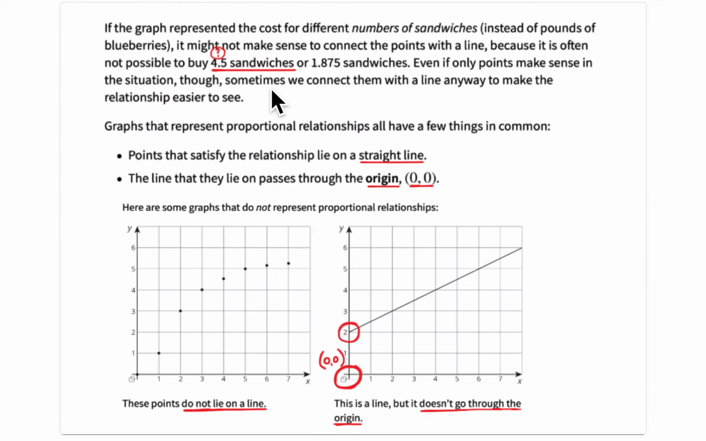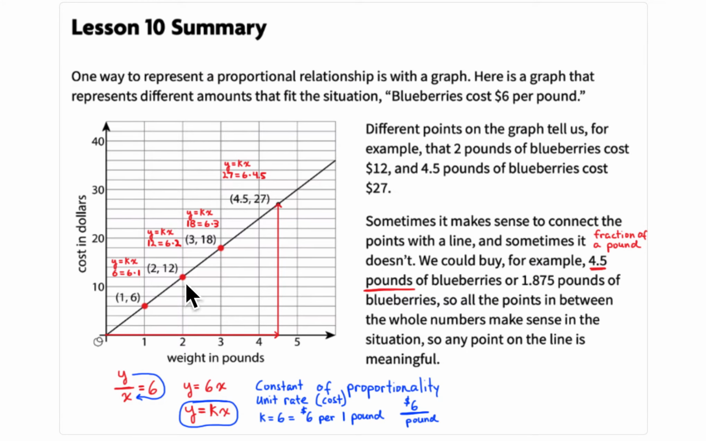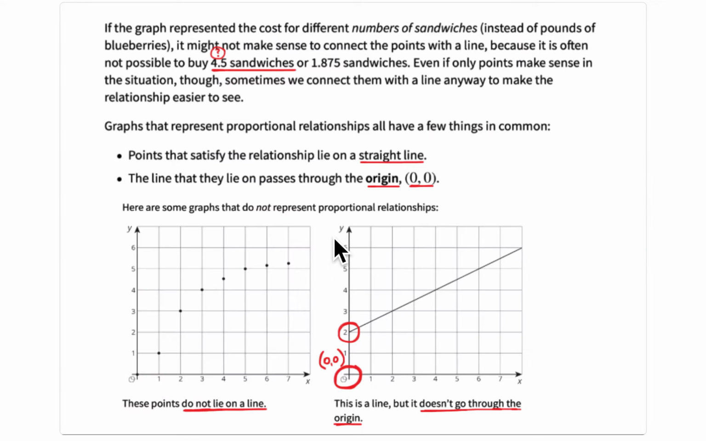Now, if the graph were something other than blueberries, say sandwiches, for example, they're not going to sell you a half a sandwich, more than likely. So in that case, you would not connect the points. You would just graph the points, and it would just be a whole number of sandwiches, and you would not connect them with a line. It's often not possible to buy 4.5 sandwiches. So even if only points make sense in the situation, sometimes we connect them with a line anyway to make the relationship easier to see.